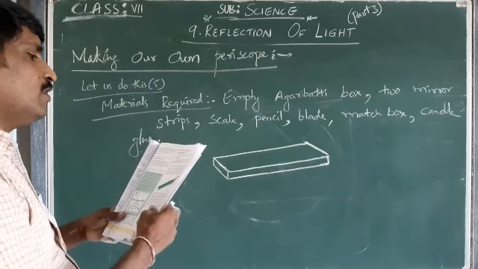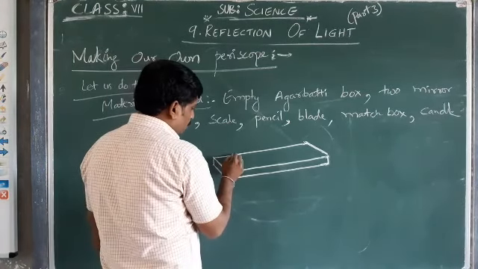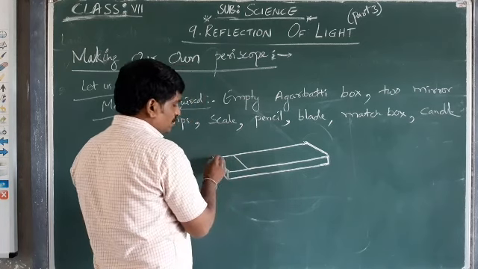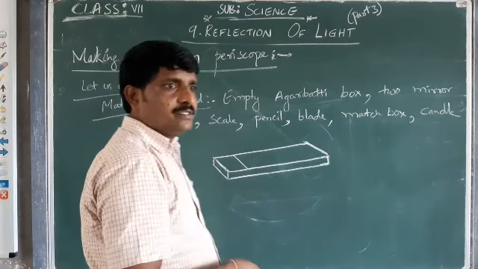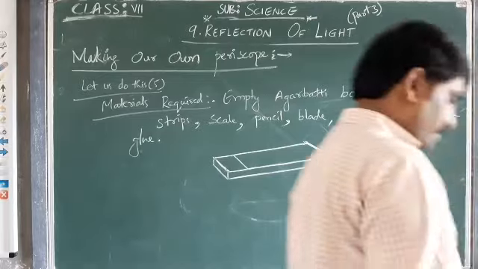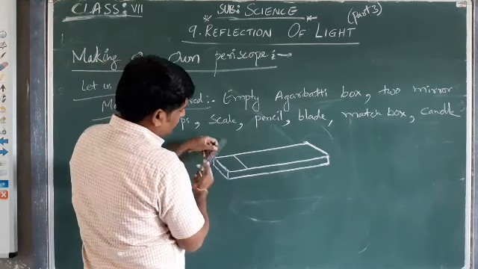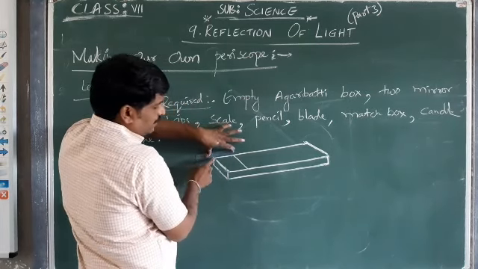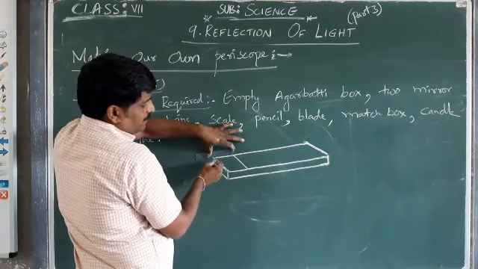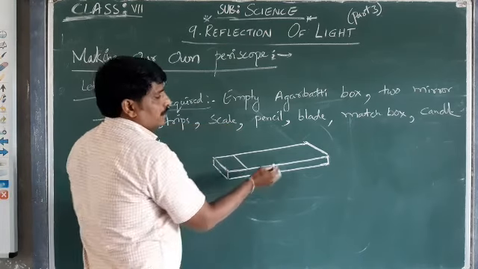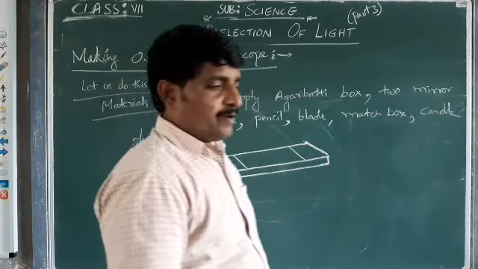We have to draw squares on both ends. This is one square. Now, how much is the length? You have to measure with the scale. Suppose in my case it is 8 centimeters. After measuring the width of this box, with the same width you have to draw the square. Here also you have to draw the square. 2 squares you have to draw.